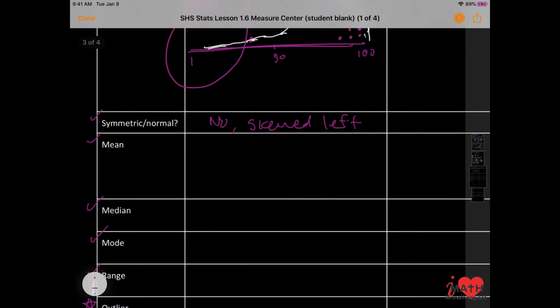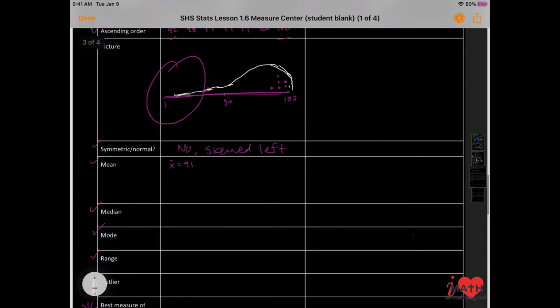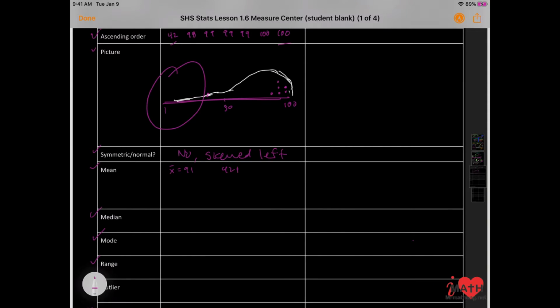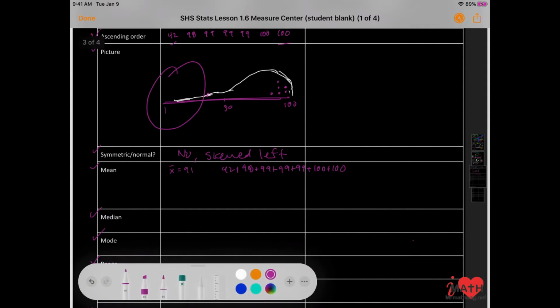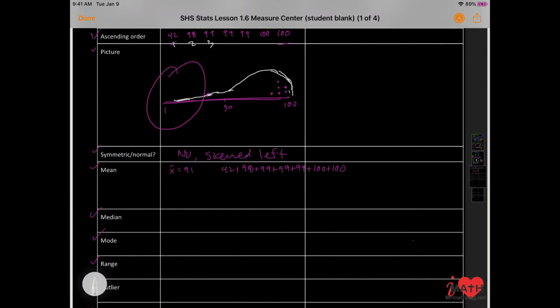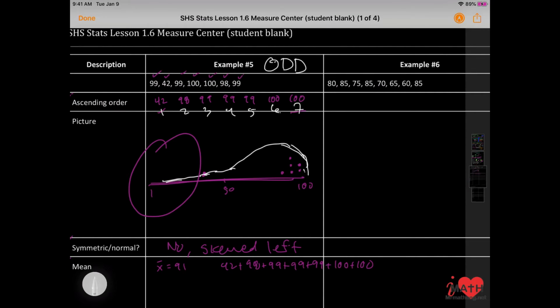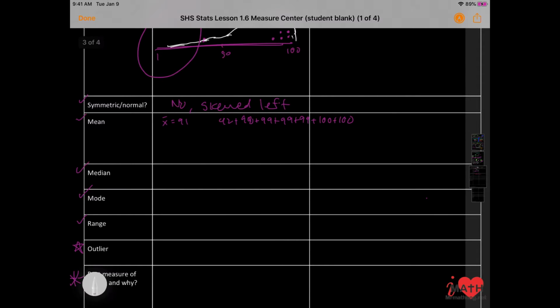Okay, what was our mean? You can calculate that by hand, but it's 91, right? You just take all those numbers, and hopefully you realize that there are 1, 2, 3, 4, 5, 6, 7 numbers on the list. I picked this example because n equals 7, an odd number of numbers on the list. So you add those numbers and then divide by 7.